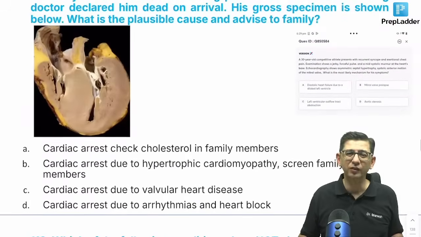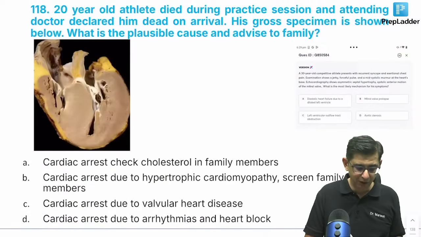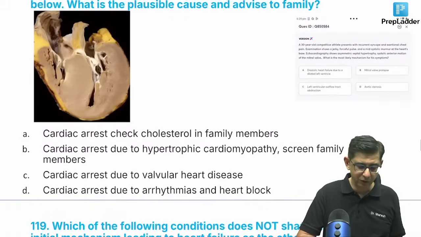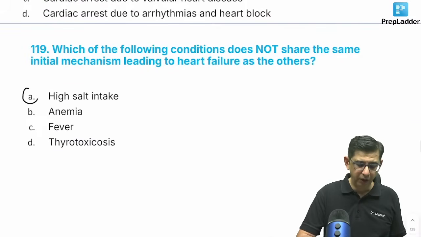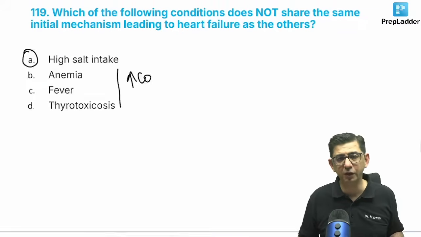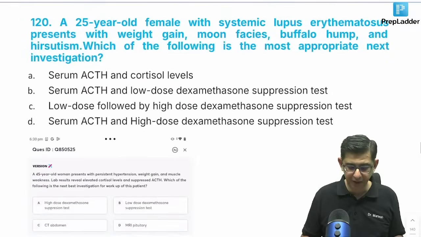The medicine part, guys, I've already discussed, so let me go fast. This is hypertrophic cardiomyopathy, so screen the family members. Implantable cardioverter defibrillator to be recommended. All of A, B, C, D will cause a high output cardiac failure. High salt intake will cause increase of peripheral resistance, which is why it is the answer.